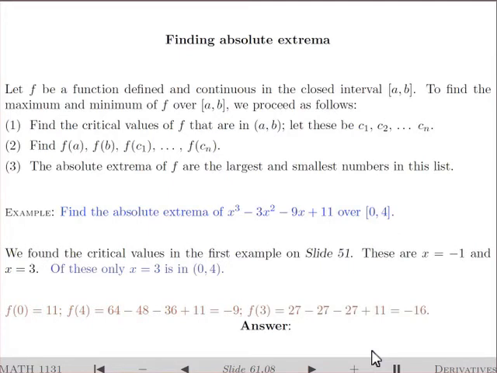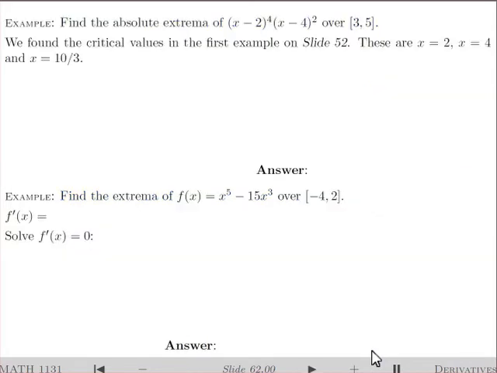Of the three values, 11, negative 9, and negative 16, the smallest is negative 16, so that's the minimum. 11 is the largest, so that's the maximum. It works the same way no matter how many critical values you have, as long as it's a finite list, which will be the case for all elementary functions.